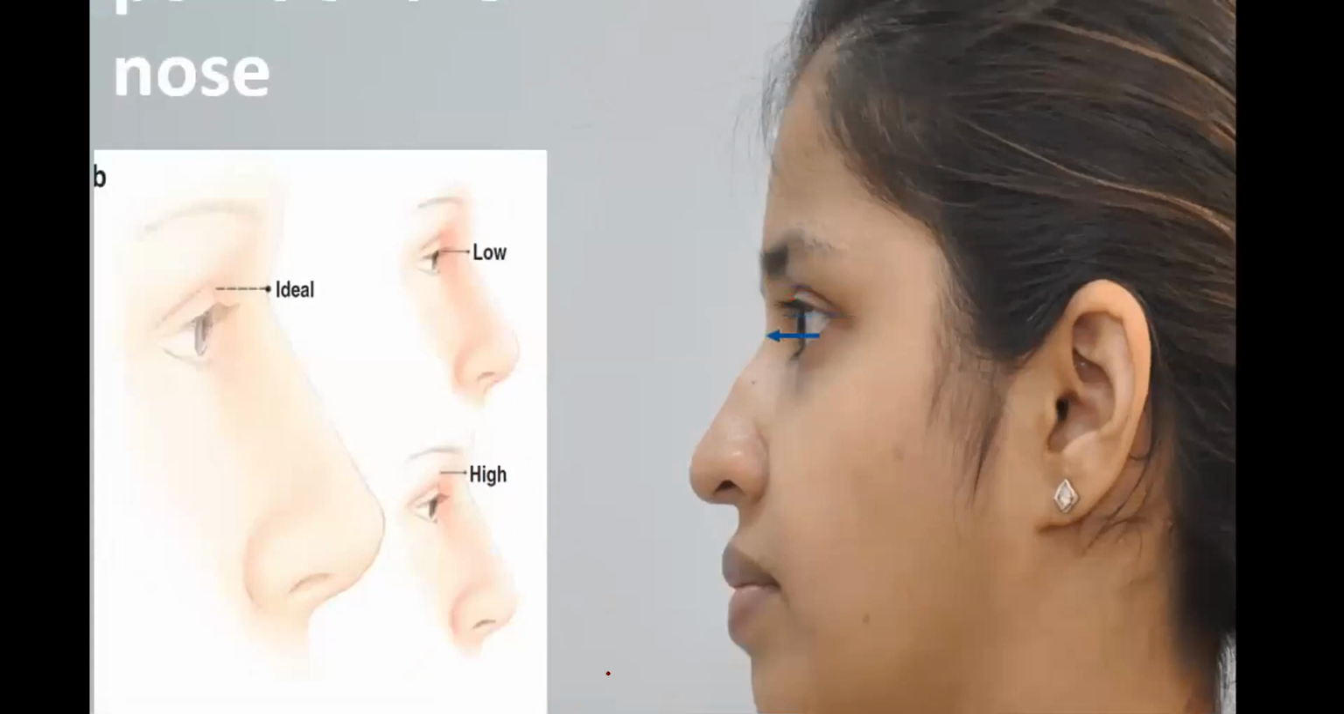So this is the diagram to show you what it means to have an ideal radix point or the ideal starting point of the nose. So high would be something very high. It looks like a Greek nose. What do you mean by a Greek nose? When the radix point is too high or the starting point is too high. And low is when it is opposite the cornea or opposite the lash line. Supratarsal crease, that is the point where your nose should be starting.